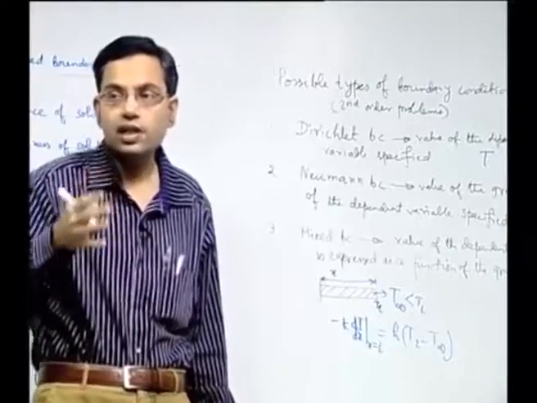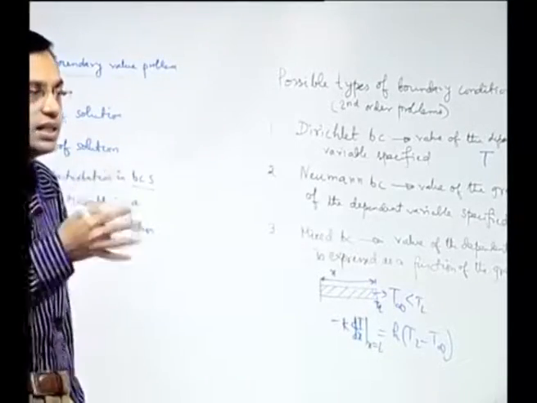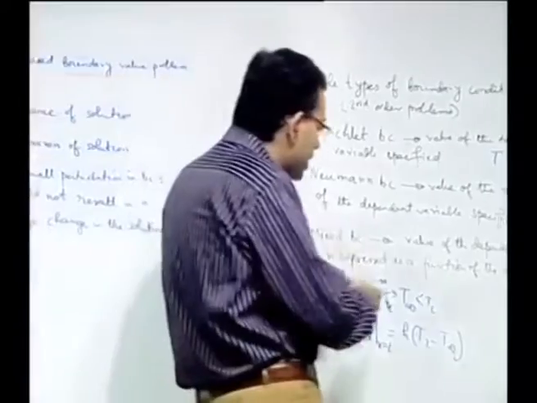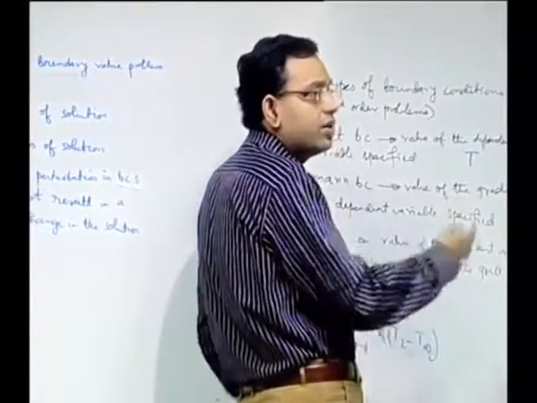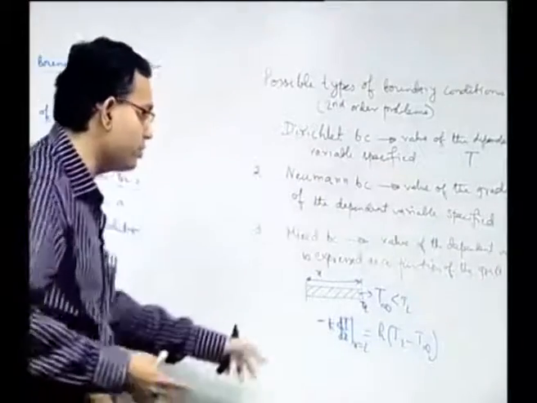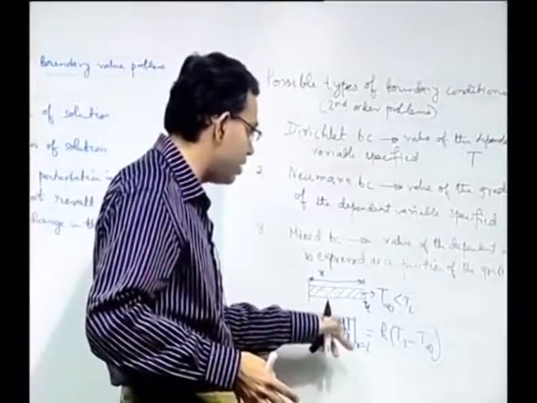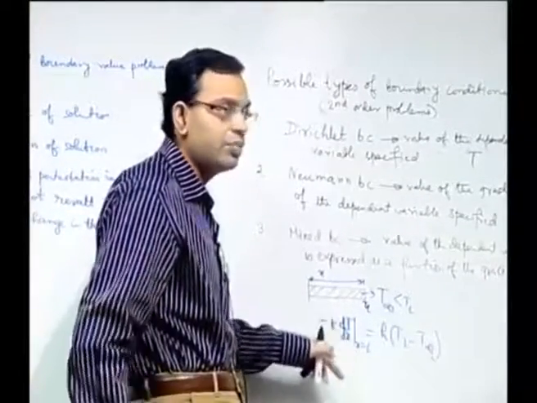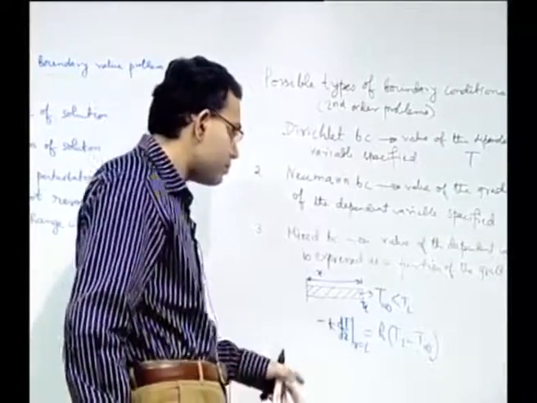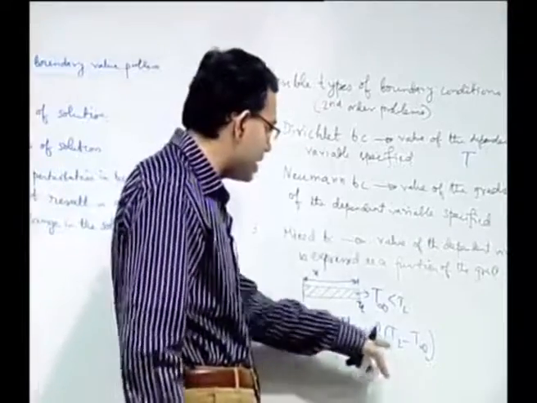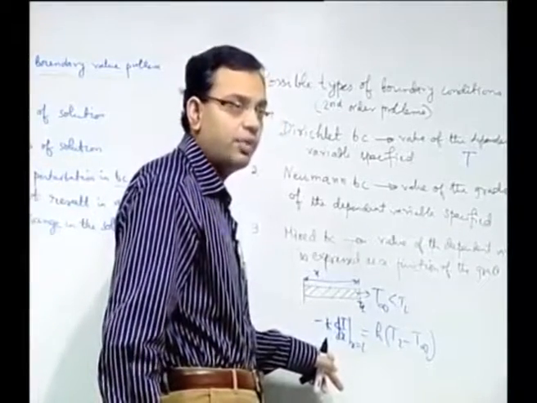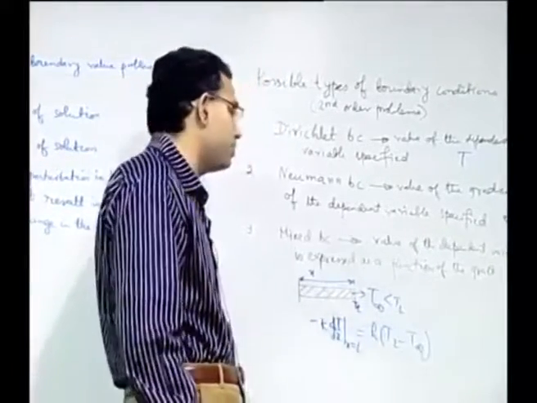So no matter whether it is steady or unsteady, at any instant whatever energy comes to the interface by virtue of conduction, the same has to be dissipated to the surroundings. So you can use the same with the ordinary derivative replaced by the partial derivative for an unsteady problem. Here you can see that the temperature is expressed in terms of the gradient of temperature at the boundary, so it is a mixed type of boundary condition.